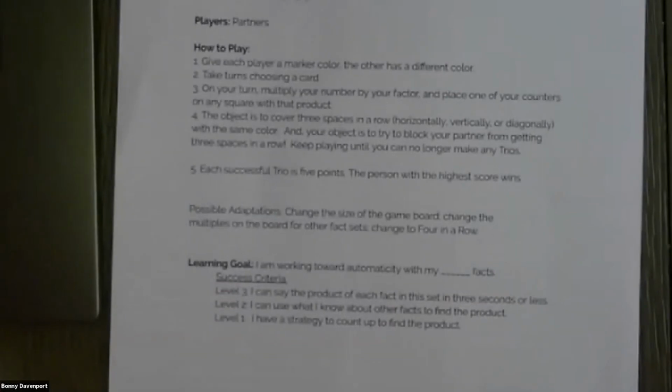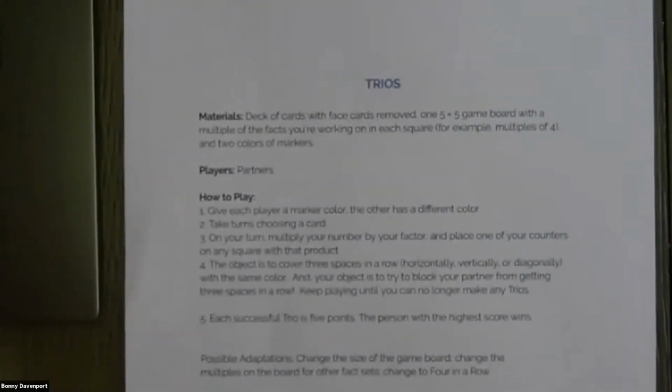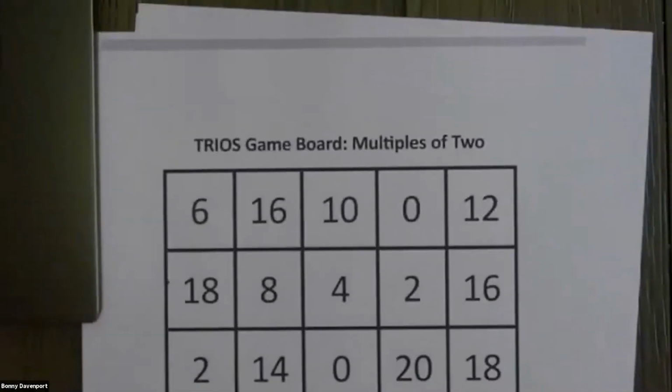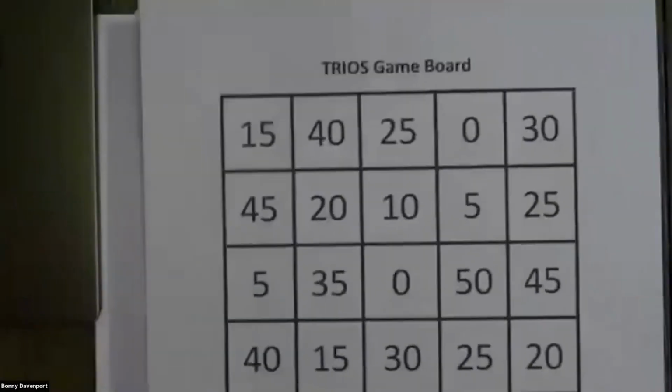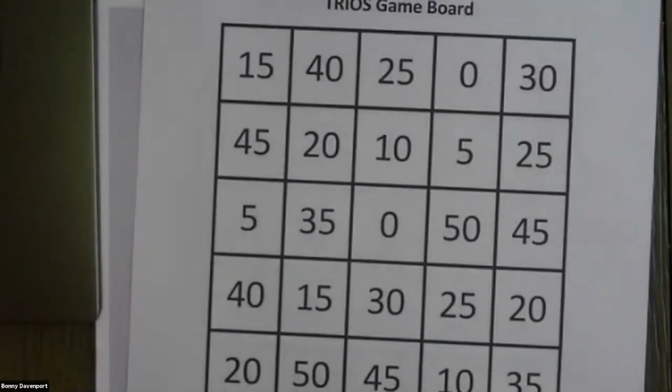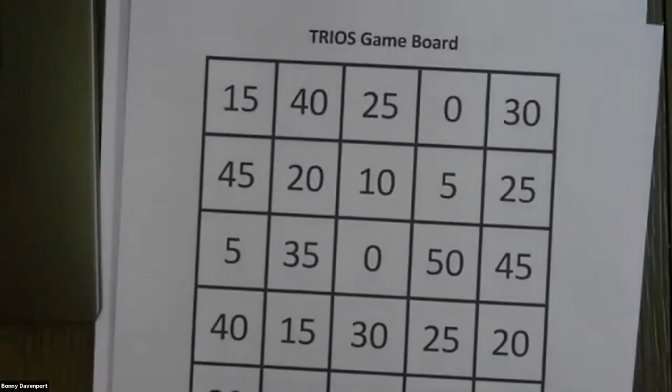Fit game board. And then we have the game Trios, and you're going to play that with a deck of cards. You're going to give each player a marker and take turns turning a card. On your turn, you multiply your number by your factor and place your counter. So you can have game boards of 2s, 5s, whatever factor you are working on.